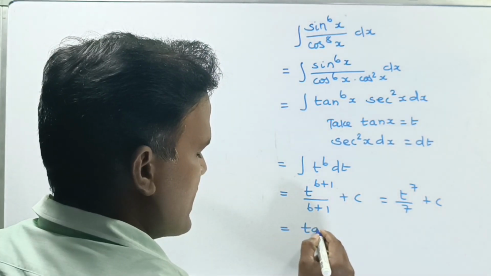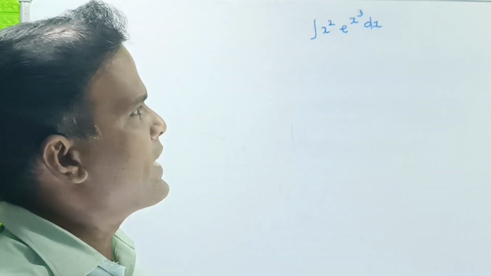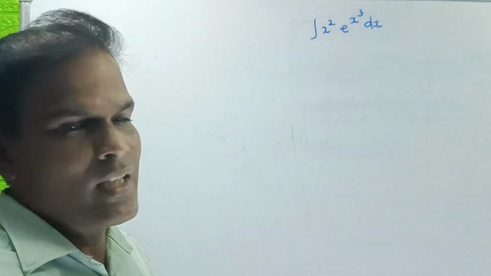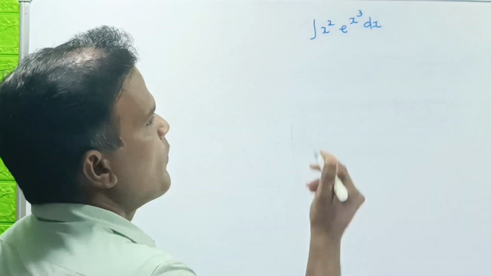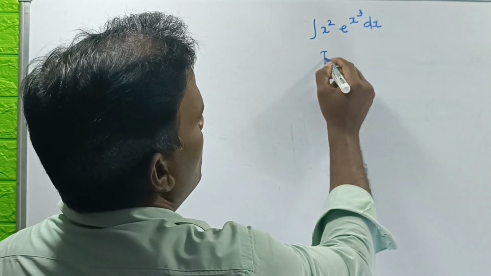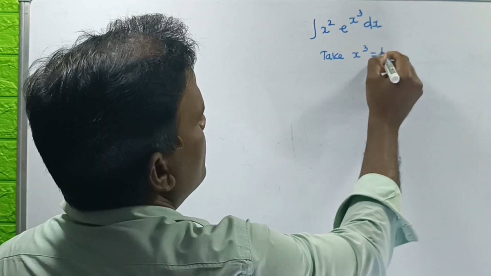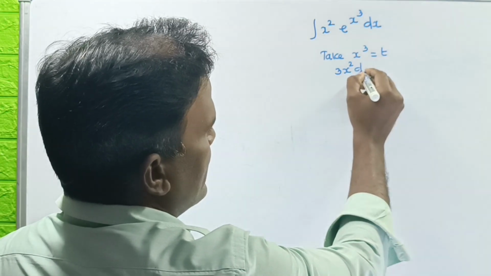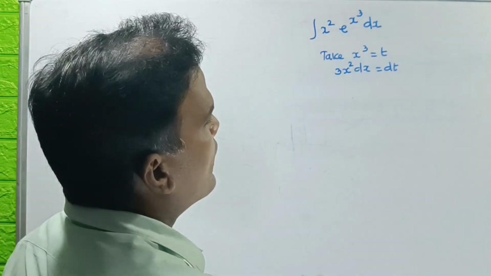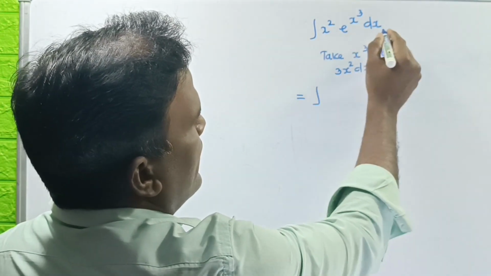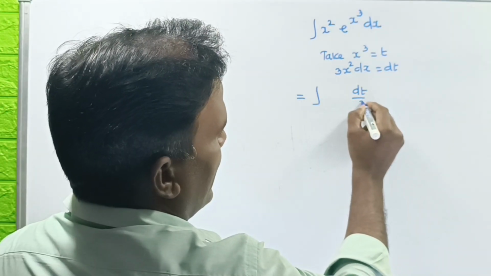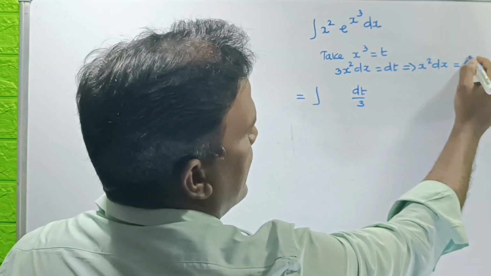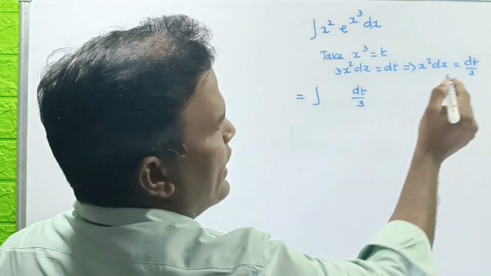So it will become tan power 7x divided by 7 plus c. See this problem, integral x square e power x cube dx. This problem can be easily solved by substitution method. So what is the substitution here? Take x power 3 equal to t. Now differentiate on both the sides. Differentiation of x power 3 is 3x square dx, which is equal to differentiation of t, that is dt. So what is x square dx from this statement? Take this 3 to the right hand side, it is dt by 3. So here x square dx is dt by 3.